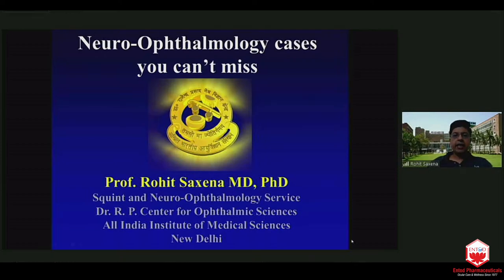I'll just start my talk. Neuro-ophthalmology cases you can't miss. Actually, in ophthalmology, you can't miss anything. In neuro-ophthalmology, more so, it becomes very important, because not only do you have a risk to sight, you also have a risk to life. So it becomes very important, particularly in certain cases. I'll run through a few of the cases we've been seeing where I feel a few subtle points may help us to pick up and to have a basic understanding of what we must look at.